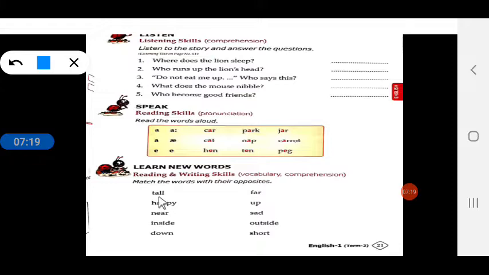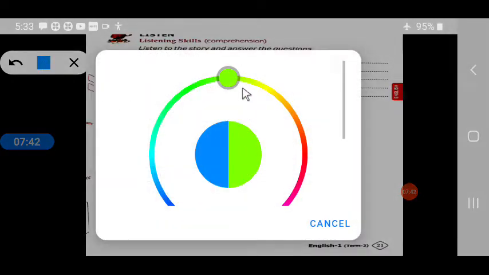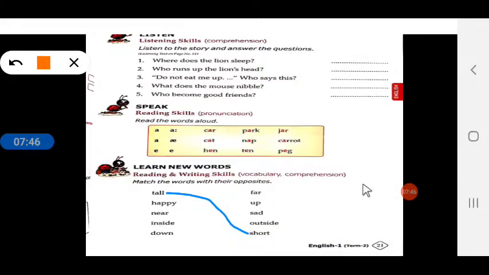Okay, opposites. What is the opposite of tall? Far? No. Up? No. Sad? Wrong. Outside? No. Tall's opposite is short? Yes. Tall opposite is short. What is the opposite of tall? Short. So you can also match with your pencil.